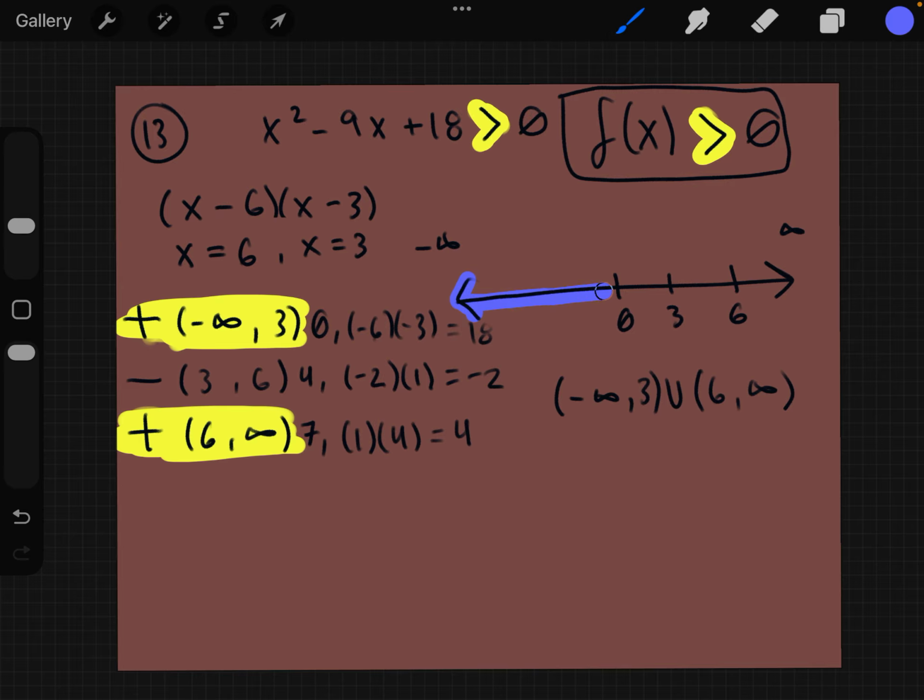Negative infinity to 3, and then 6 to infinity. That's that one.